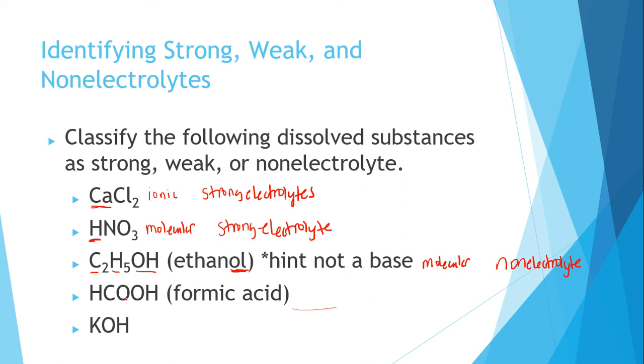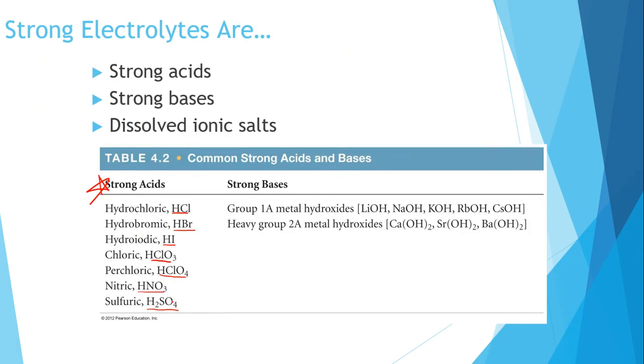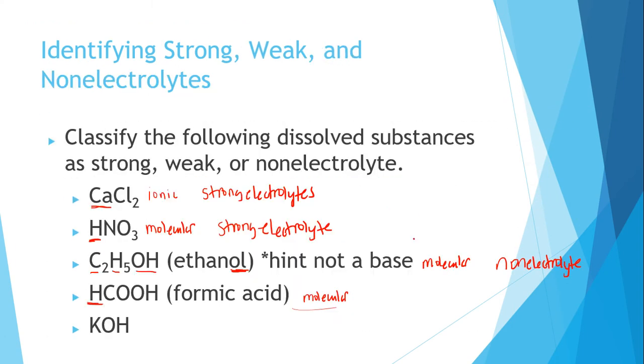On our next one, we look at, okay, is it ionic or molecular? These are all non-metals, so we can say that this is molecular. And then we have to ask ourselves, is it an acid or a base? Here, the name gives it away that it's an acid, but also it has a hydrogen group on here. So we have to see, is it part of one of our strong acids? If you go up, it is not one of our strong acids. So this tells me it's going to be a weak acid. So therefore, it is a weak electrolyte.